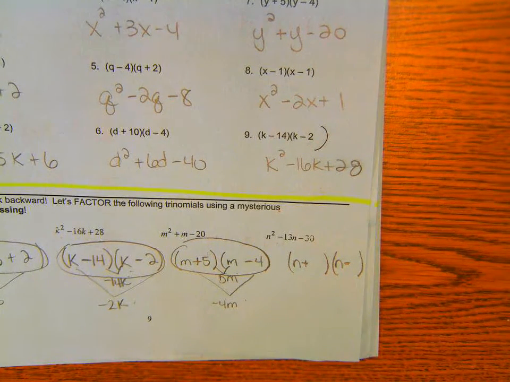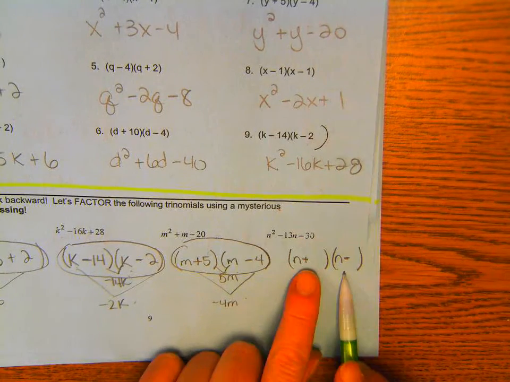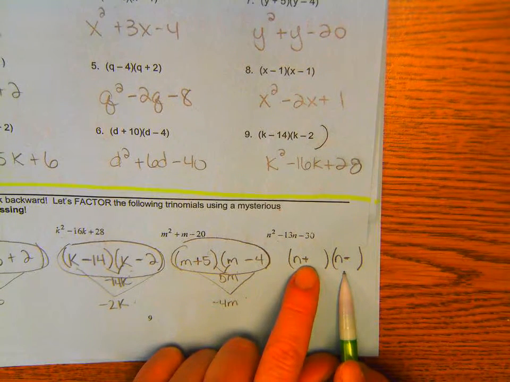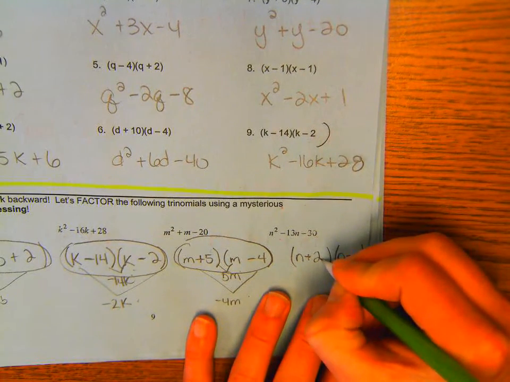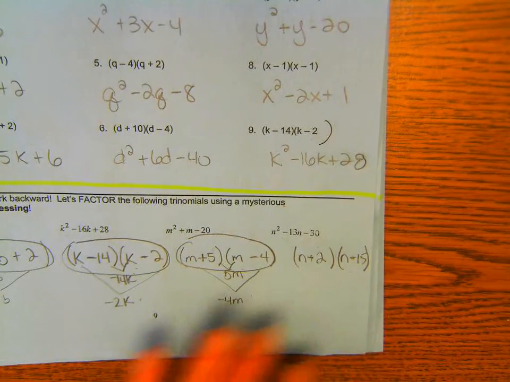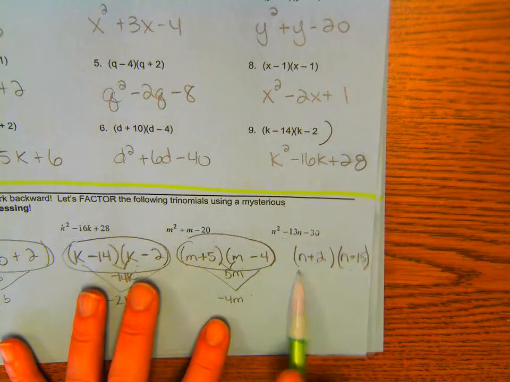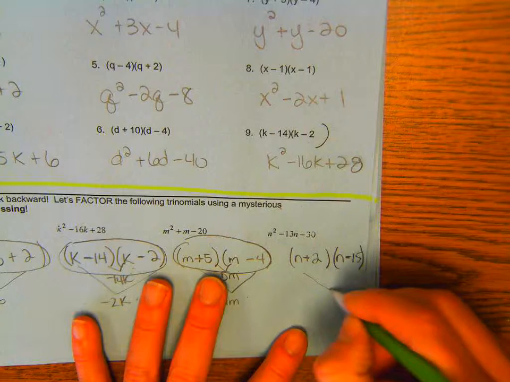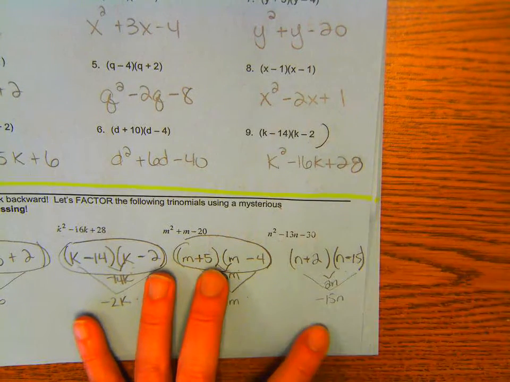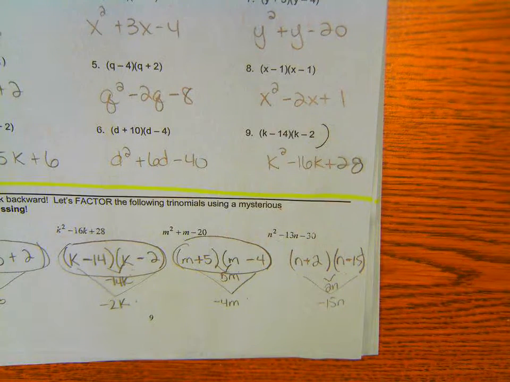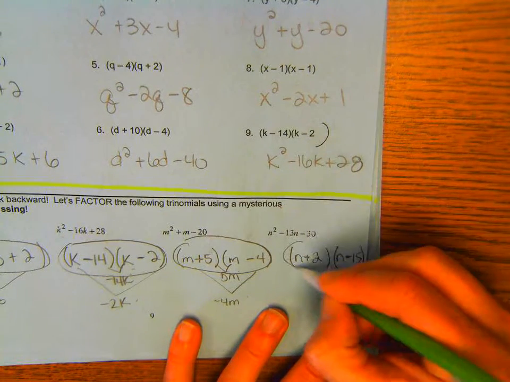It's tempting at first to pick 3 and 10, because you think, oh, 3 plus 10 is 13. But it's a plus and a minus. It's not 3 and 10. Does anybody know what it is? Bobby? Plus 2, minus 15. Okay, and because we have n squared, the outers are -15n, the inners are 2n, and -15n plus 2n is -13n. Okay.